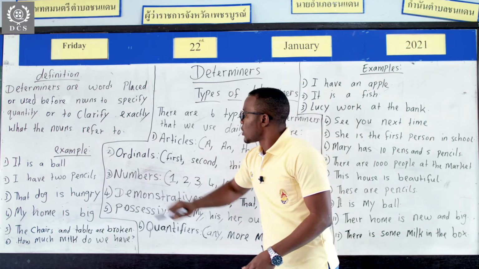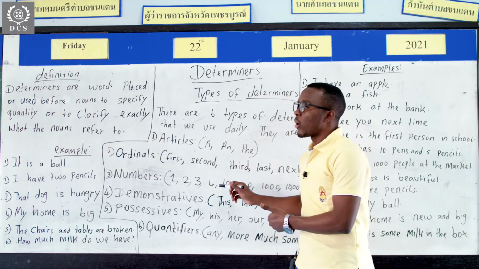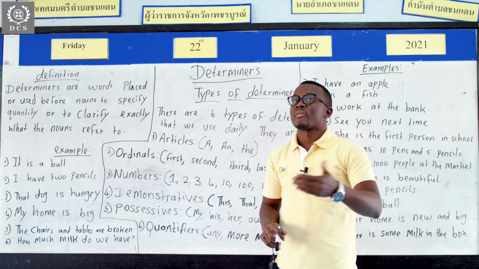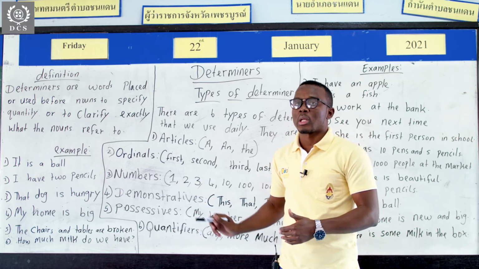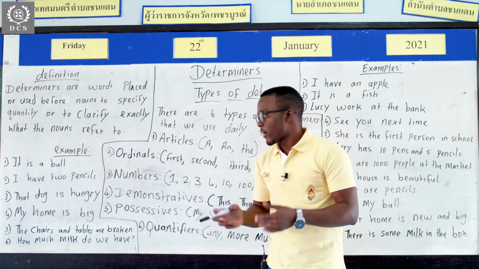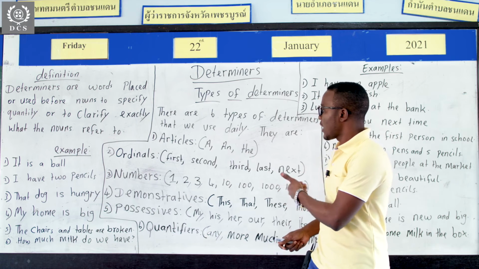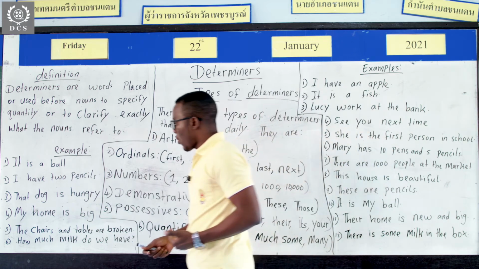We have numbers. Numbers simply tell us the number of things or the number of nouns. They are used to clarify the number of nouns that are there. We have 1, 2, 3, 4, 5, 6, 7, 8, 9, 10, and so on and so forth.